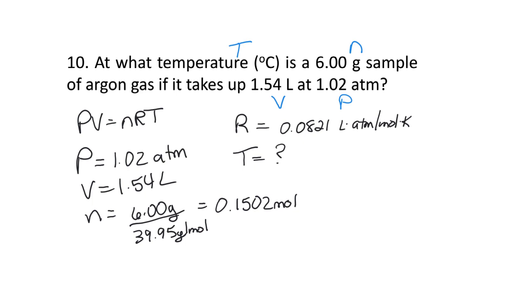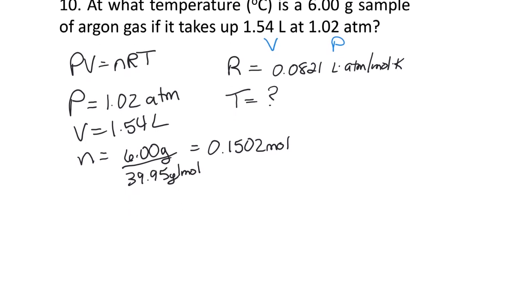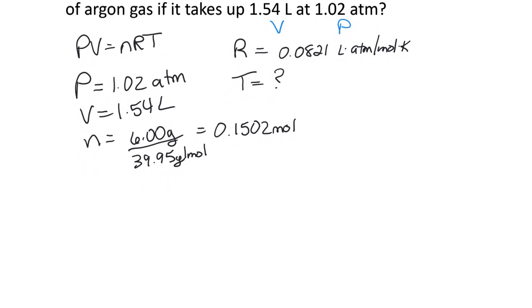Okay, so I'm going to move this up a little bit. Now, since we're looking for T, we need to take this and put it underneath the P. So our equation actually is T equals PV over NR. Sorry guys, I'm having some problems with the equipment.